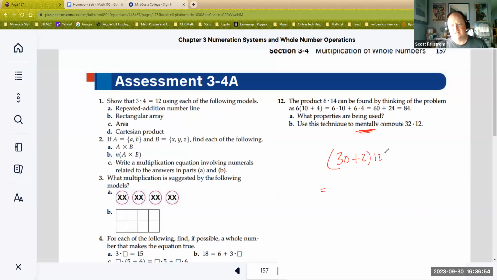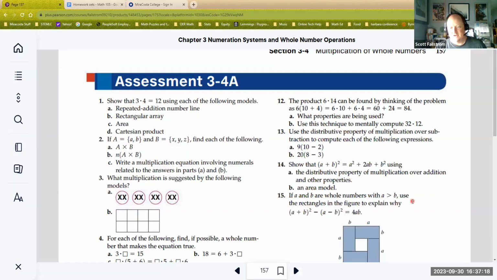And the reason is that the 30 times 12 is like 3 times 12, and 3 times 12 is not bad. That's 36, but with the extra 0 on here, we know multiplying by 10s gives me another 0. And then 2 times 12 is just 24. So at the end of the day, I get 384. So that's how I can kind of mentally do it. I don't have to have this all written out. I'm only writing down my thought process to get there.